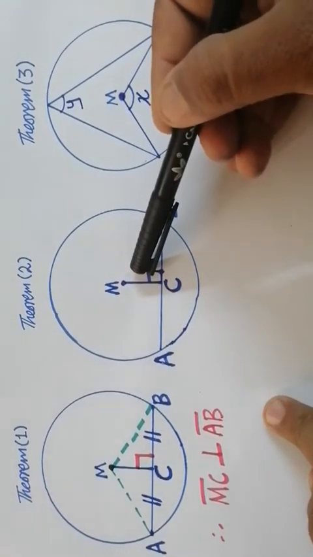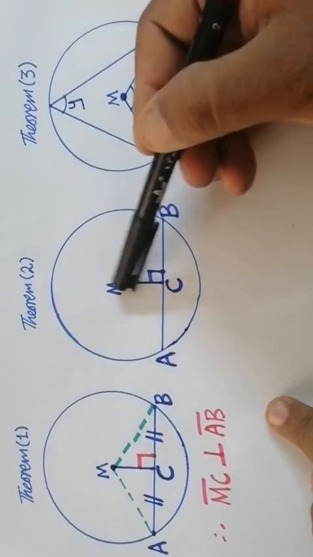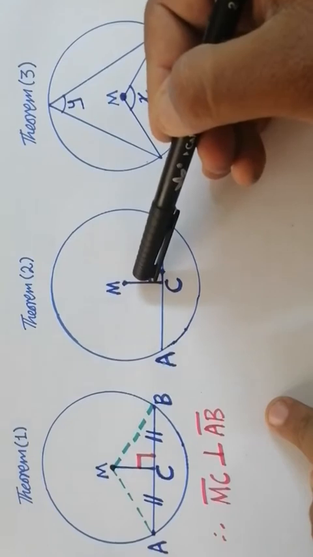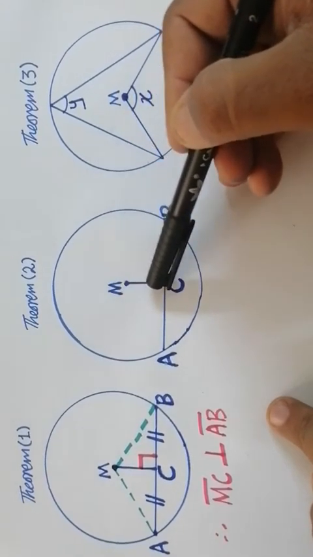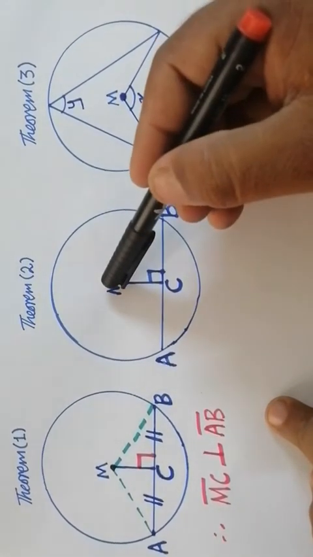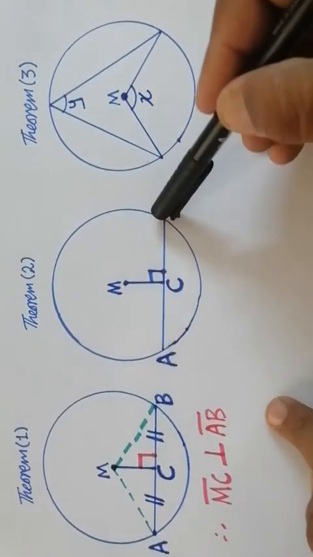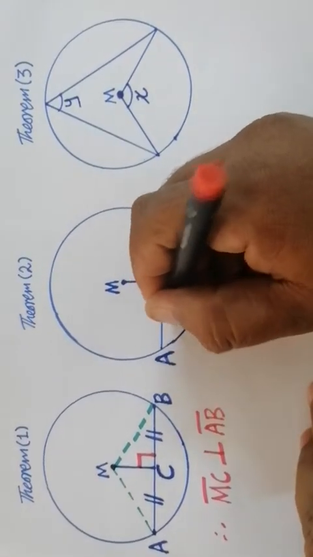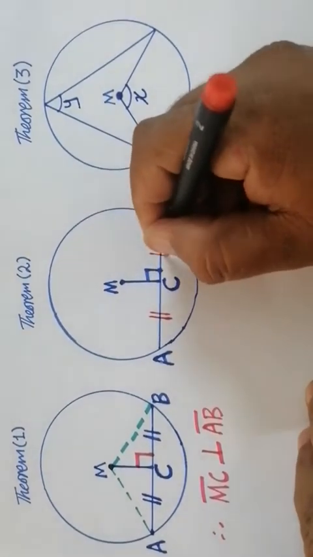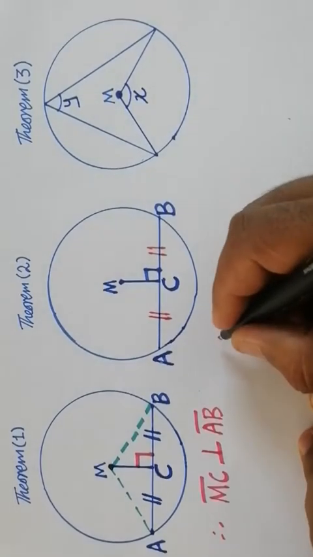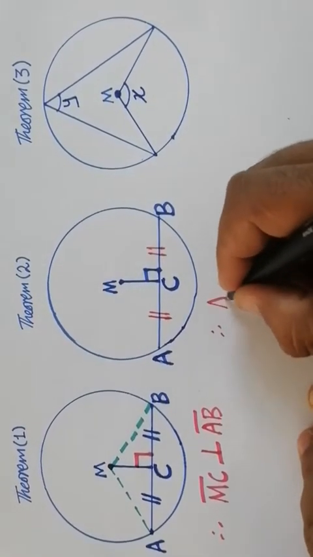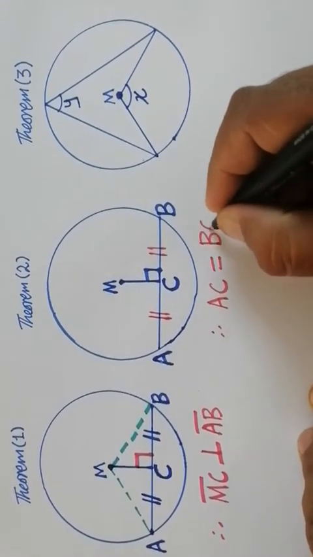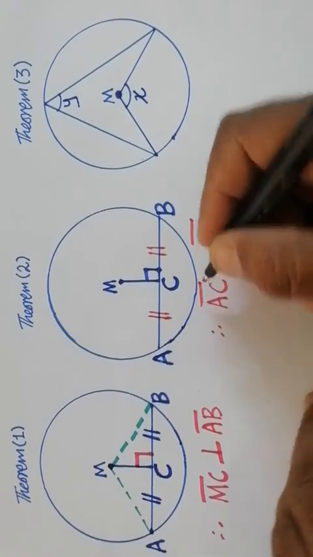So let us try to describe MC. MC is a perpendicular. The perpendicular drawn from the center of the circle to the chord, what does it do? Bisects the chord. What does it mean bisect? That means AC and BC are equal. So I will find that AC equals BC. This is my result here.